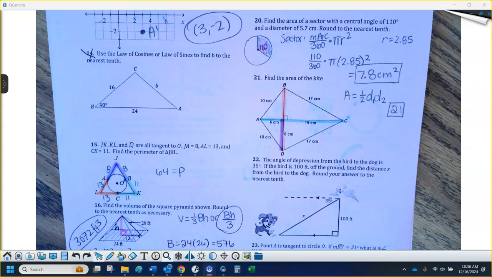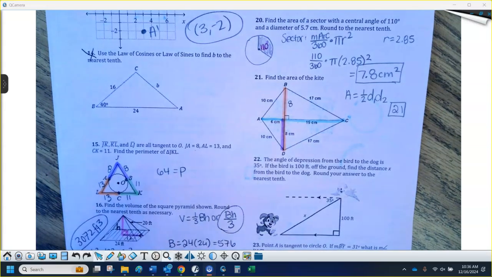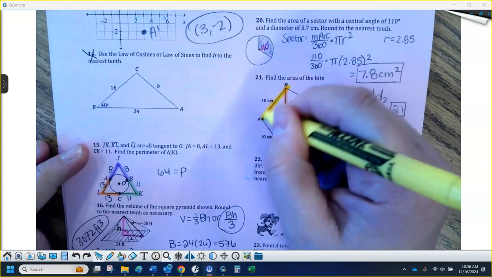Any idea? From B to, like, this much of it's 8. What do you think this piece is? It's also 8. Whenever you have a kite... Let me try and grab a different color I haven't used yet. All right, so there are two triangles that make up a kite.